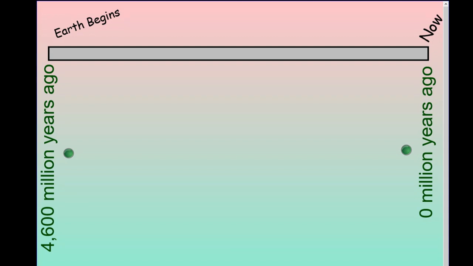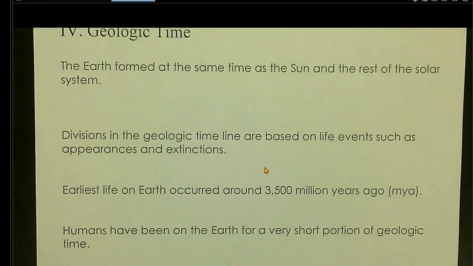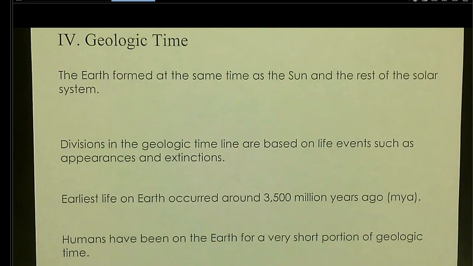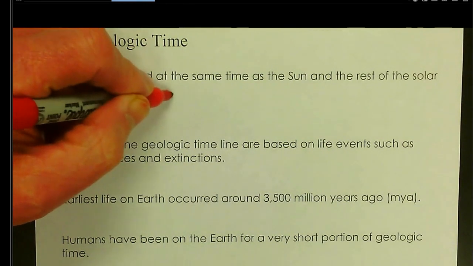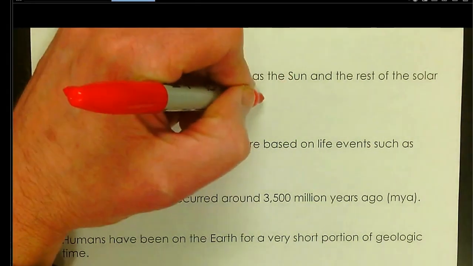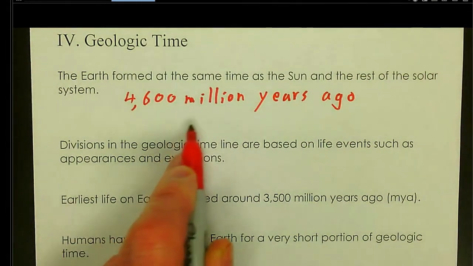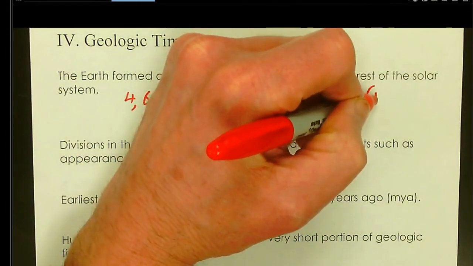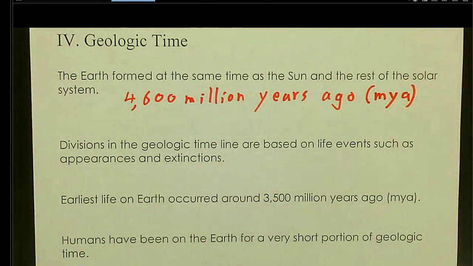If you turn to page 99 in your notes, we have 4 main ideas that we need to get down. The first idea is that the Earth formed at the same time as the sun and the rest of the solar system. This happened, from what we just saw, 4,600 million years ago. We abbreviate million years ago MYA. So when you see MYA, that means million years ago.